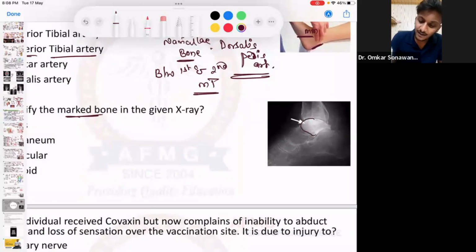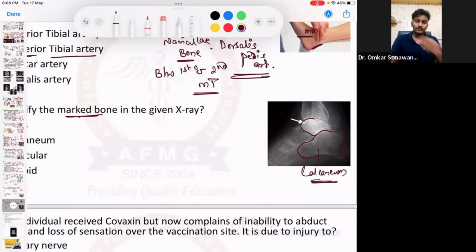Identify the marked bone in the given X-ray. Shabash. It is the talus. You can see this one, the largest tarsal bone, and the heel bone is known as the calcaneum. Above the calcaneum there is the talus.